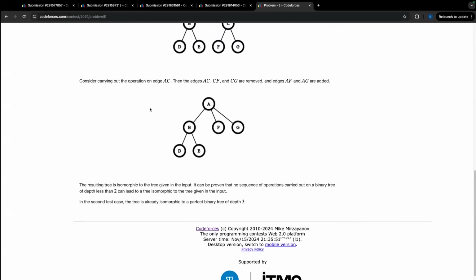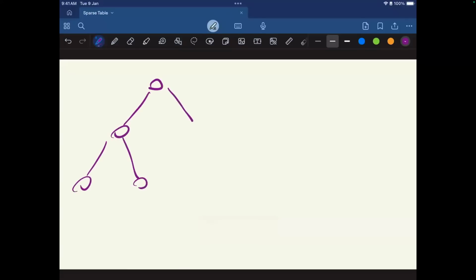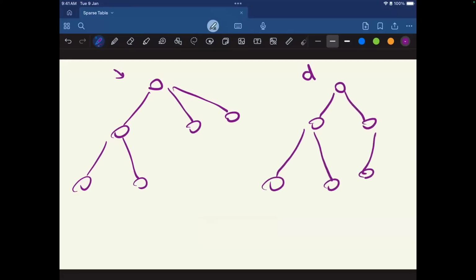Let me show you. In the first test case, this is the tree that Penchick has, and we want to make this tree similar. What does the problem say? We have to select a d and then make a perfect binary tree of that depth. A perfect binary tree of that depth will look something like this.